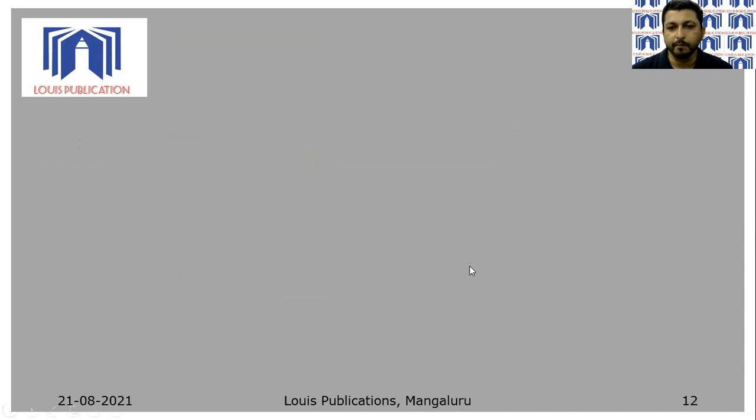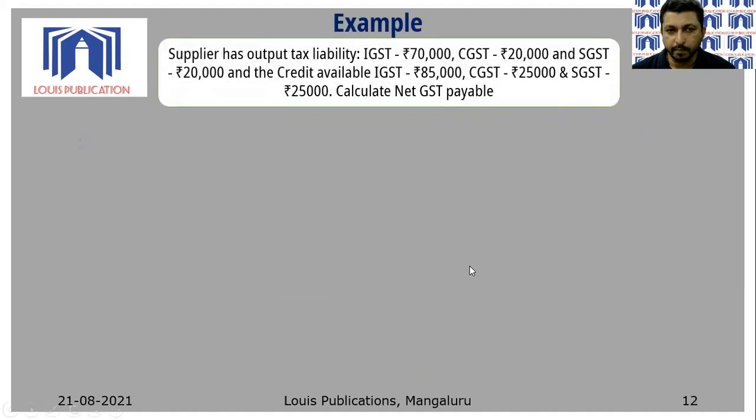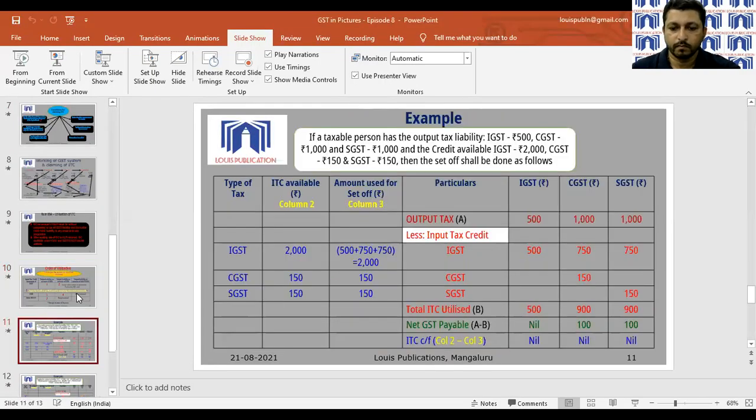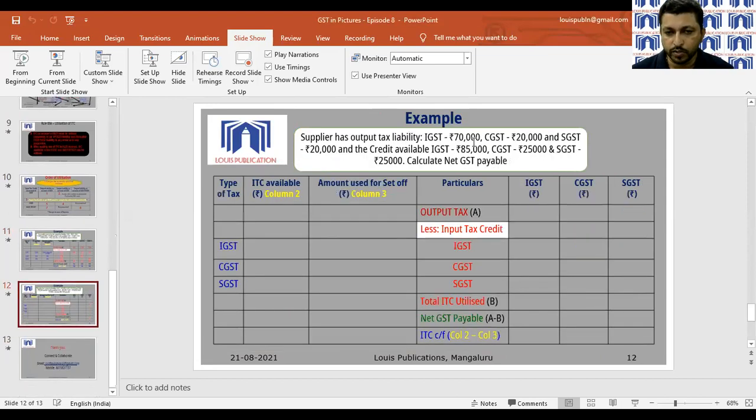Let's take another example. Let's say the supplier has output tax liability: IGST is 70,000, CGST is 20,000, SGST is 20,000. And the credit available, that is IGST credit available, is 85,000, CGST credit is 25,000, SGST credit is 25,000.